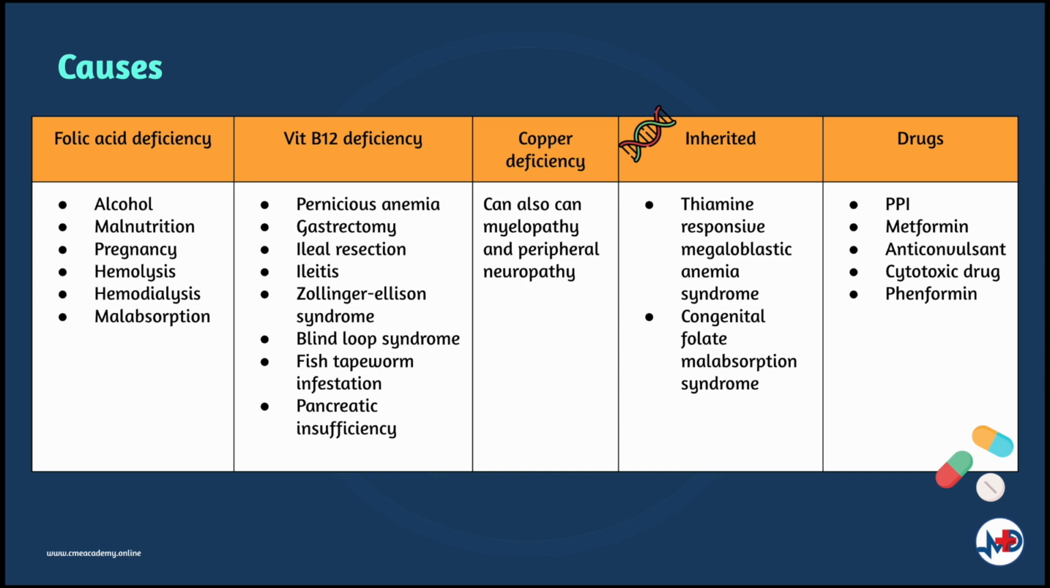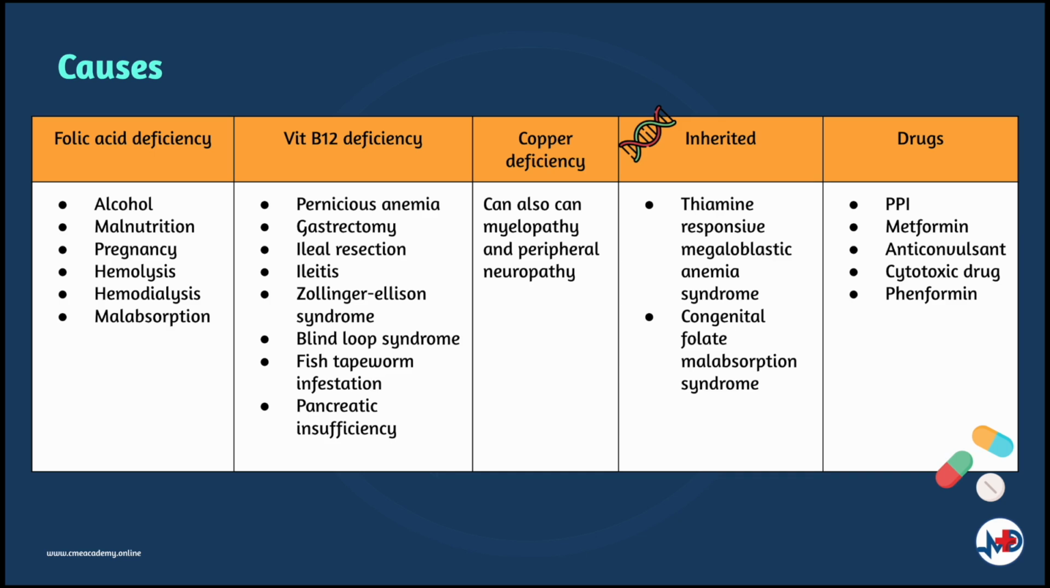Moving on to the various causes of megaloblastic anemia, we have deficiencies in folic acid and in vitamin B12 as mentioned earlier, and they are the leading causes of megaloblastic anemia. Folic acid deficiency may be related to decreased intake as seen in malnutrition or alcohol use disorder, increased demand, particularly in pregnancy, hemolysis, hemodialysis, and malabsorption.